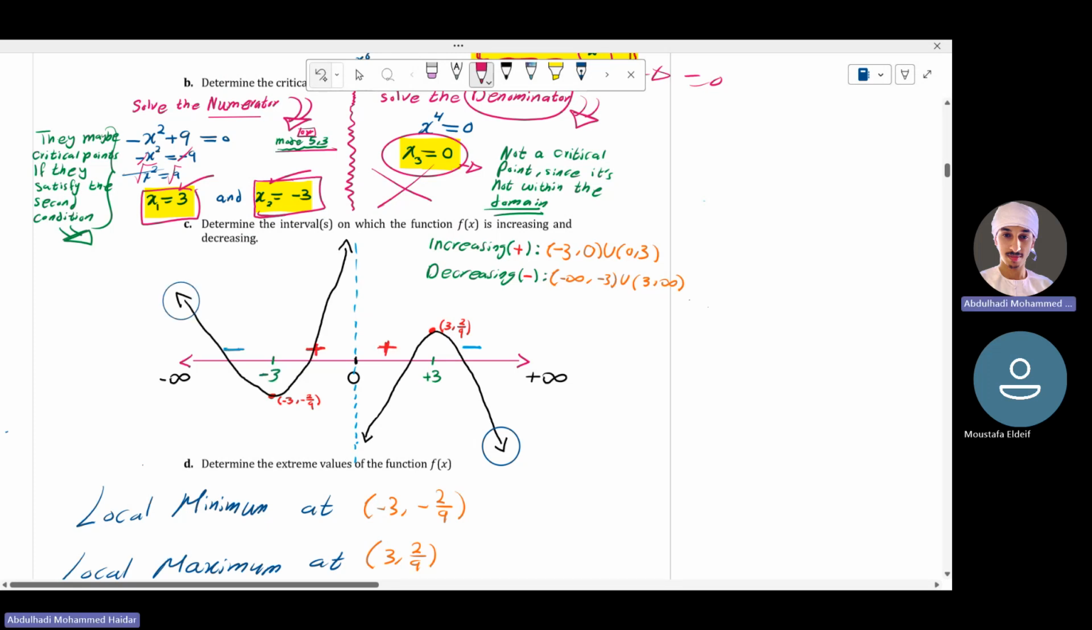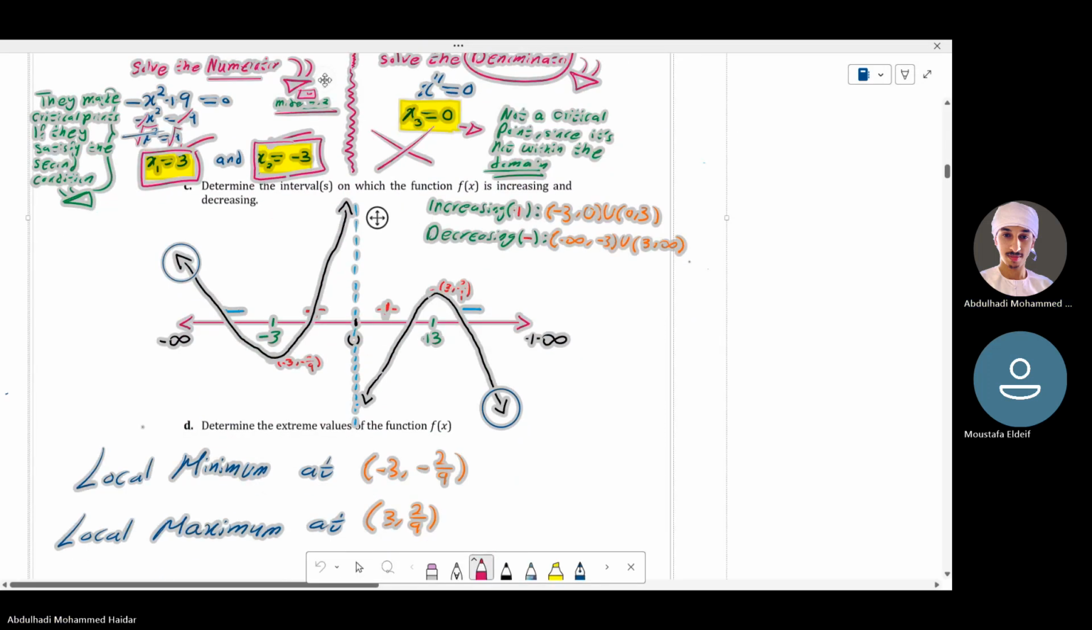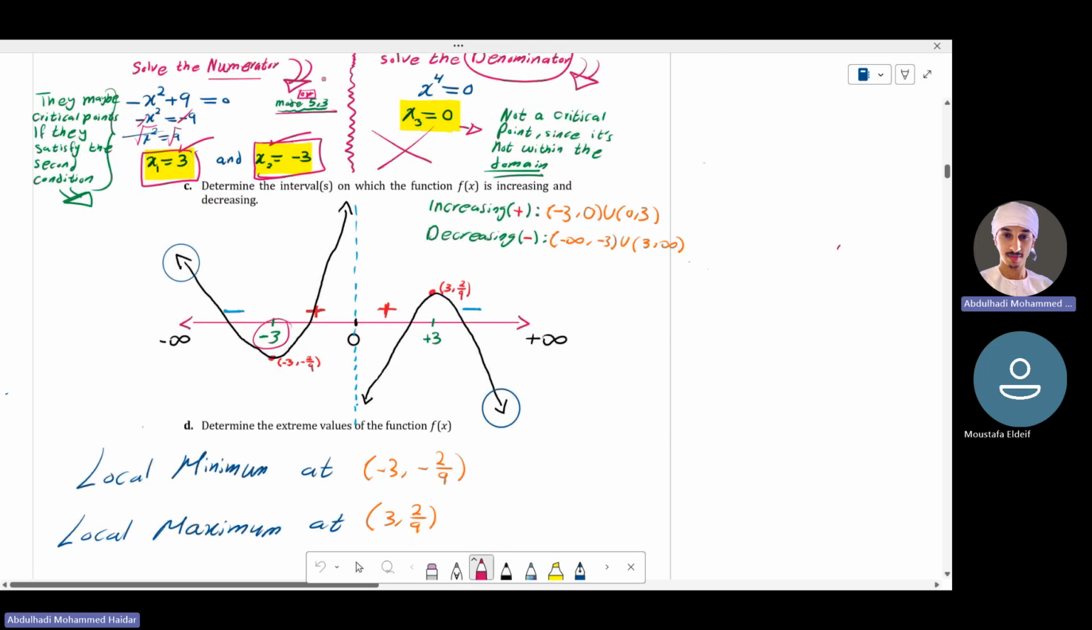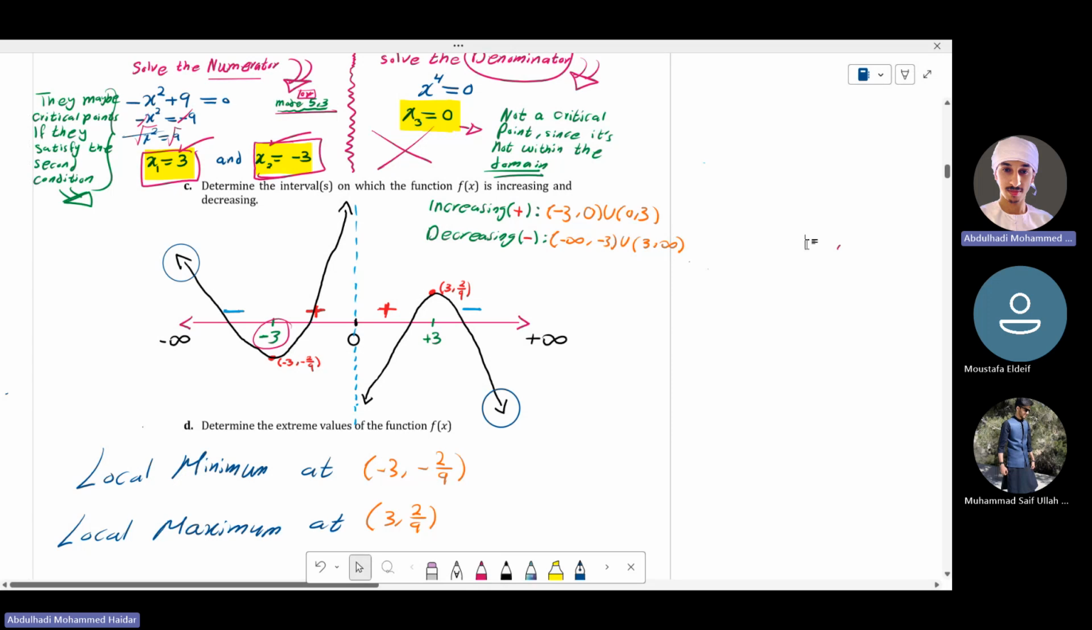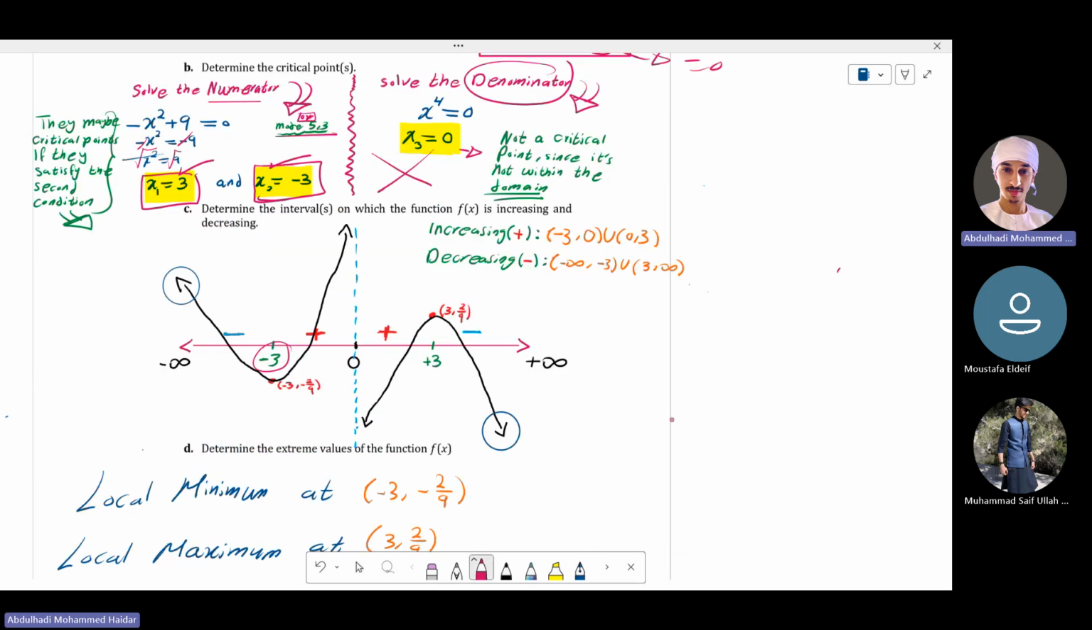So going back, how can we solve it? Now substitute minus 3 in the original function y to find the y value of this number. We did substitute here, and we get minus 2 over 9. And when we substitute 3, we get 2 over 9. And then we determine the signs. Take any test number and substitute in the first derivative. You will get a minus, and then plus and plus and minus, as we did earlier.